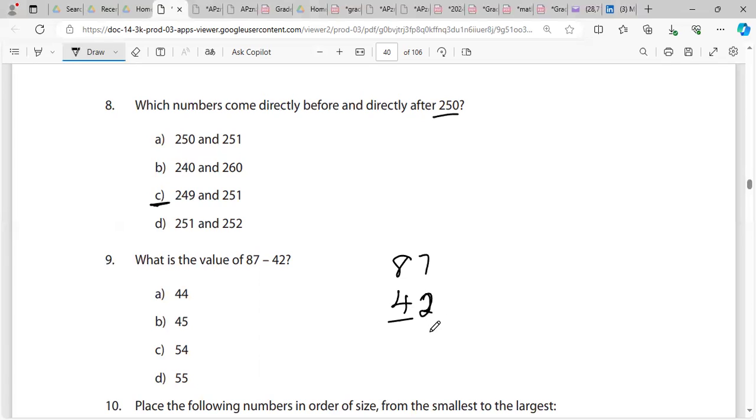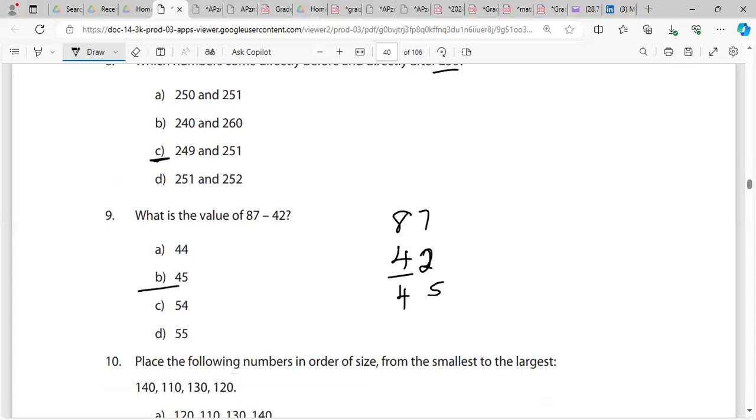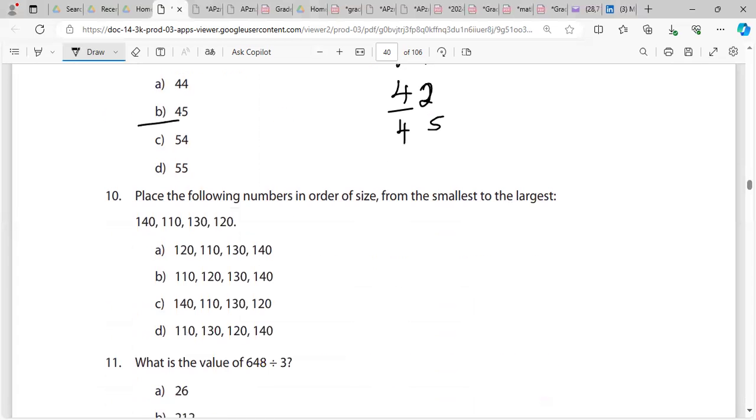So 2 from that leave 5, 4 from that leave 4. So that would be 45. Remember, we're subtracting, right?